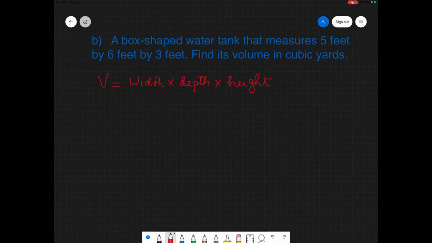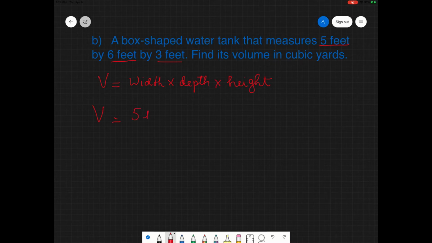For part B, let's assume that we have a box-shaped water tank that measures 5 feet by 6 feet by 3 feet. Let's find its volume in cubic yards. Recall that volume is the product of the three dimensions of a box-shaped object, the width times depth times height. Since we have the three dimensions, let's do the multiplication. And because we want the answer to be in cubic yards, I'm going to convert at the same time as I multiply each of the measures.